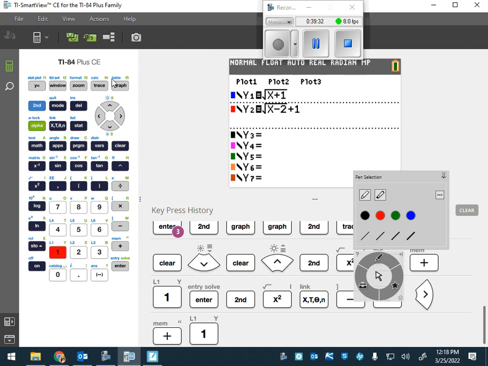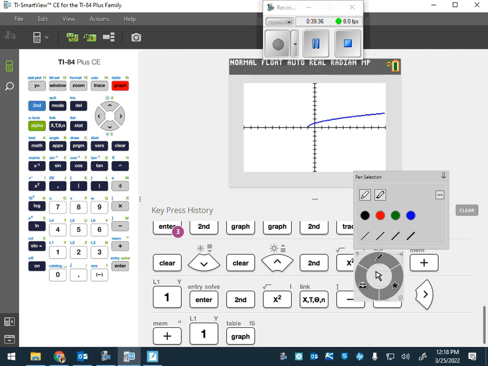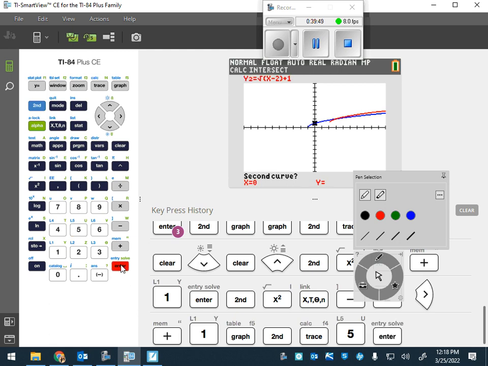Okay. And hit graph. All right. So if we do second trace, number 5, enter. Okay. So, see how I was able to hit enter for the first one? But the second curve, I don't have a y value, so it's not going to pick it up.